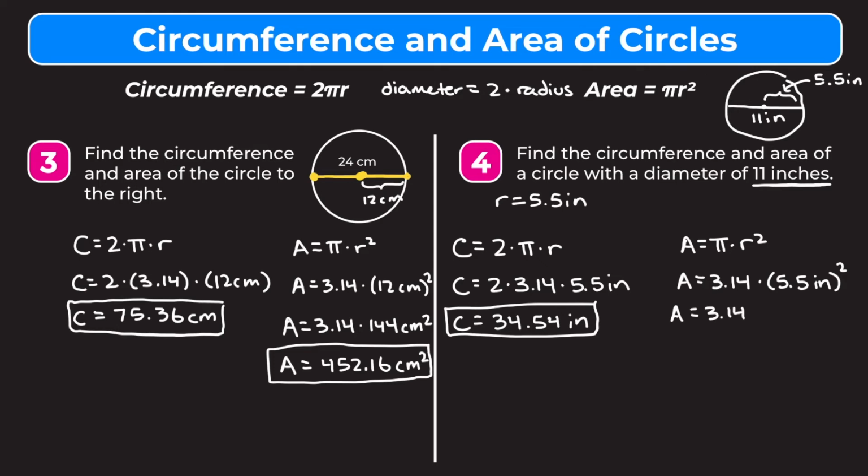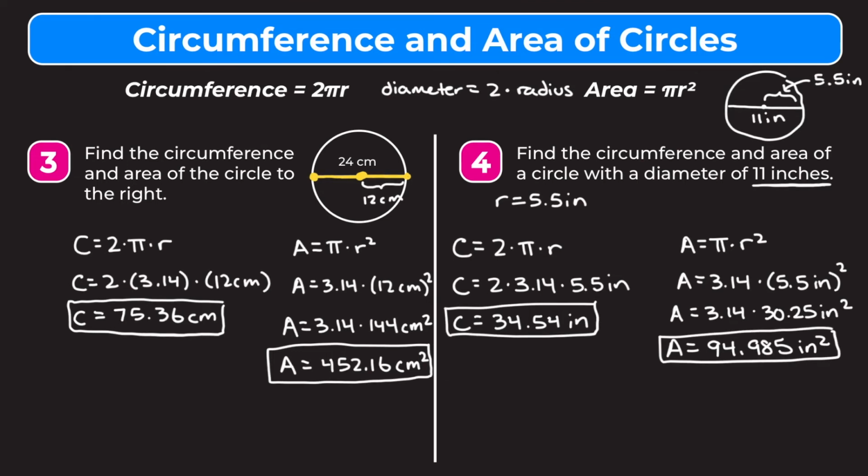So to square 5.5, we're going to multiply 5.5 by itself in our calculator. And we should get 30.25. And we square the inches, so we get inches squared. And finally, multiply 3.14 by 30.25. And we should get 94.985 inches squared.